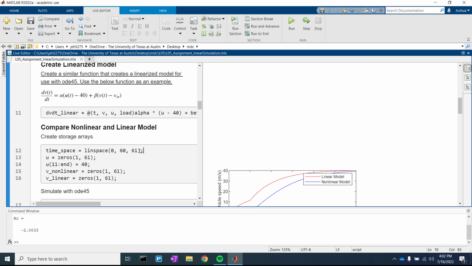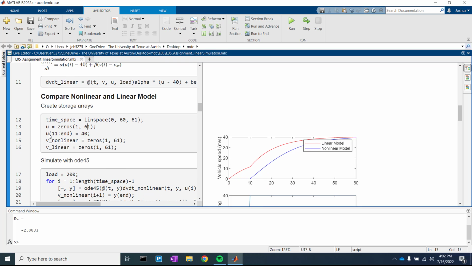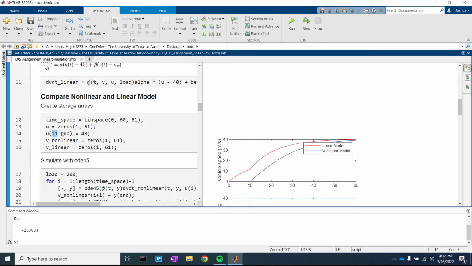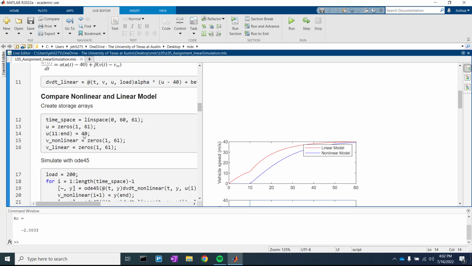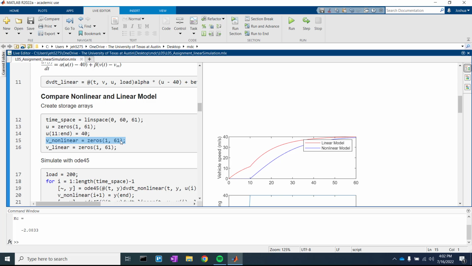To do that, we're going to set up an array where we have linspace, which creates, it's going to go from 0 to 60 and have 61 points. So it's going to include that 0 and that 60 and give us whole number values. Then we have zeros. That's going to be one row, 61 columns, and after the 10th second, we're going to set the pedal to 40. Our V nonlinear, we're going to first start out as zeros from 1 to 61, and we're going to fill in those values, but we're starting at 0. And our linear, we're going to start at the same.